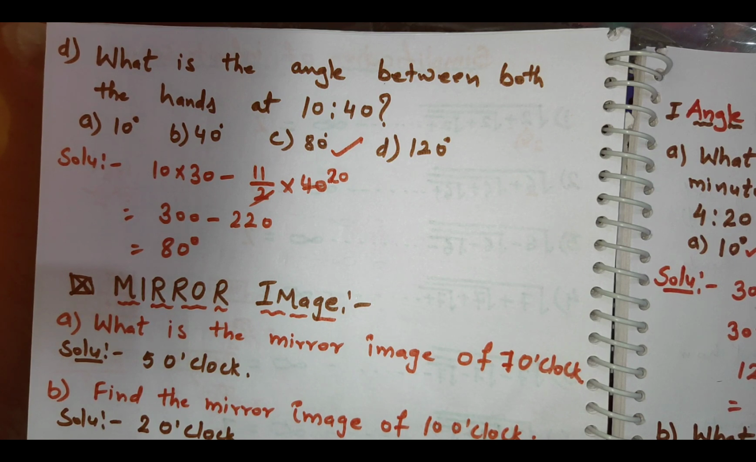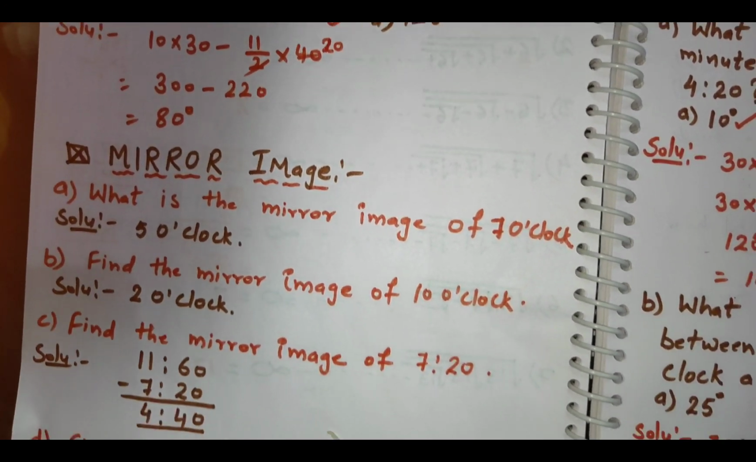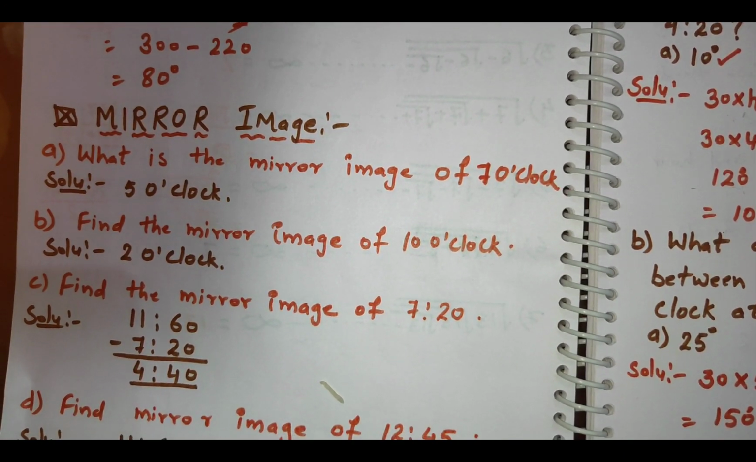This was one kind of angle question we have found. Now let us move to the second type that we get in clock reasoning questions, that is mirror image. Yes, you know very well, mirror.